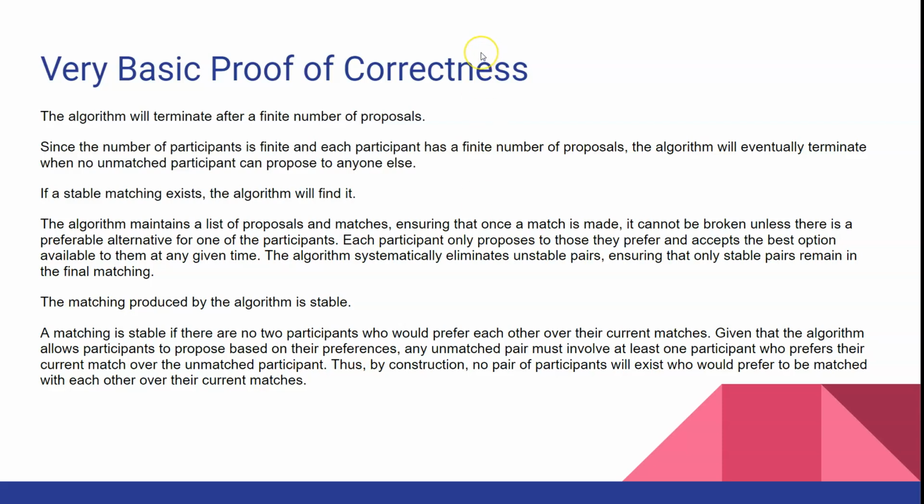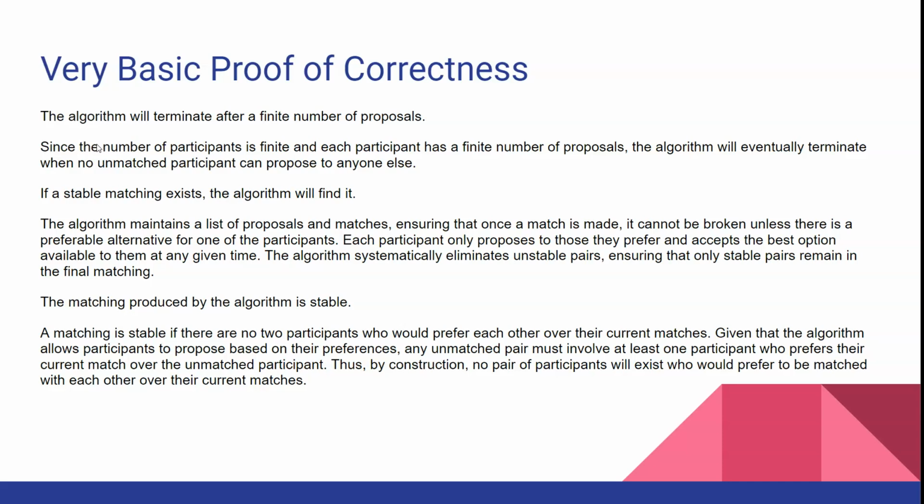Now I'll be going over a proof of correctness. This is a very basic proof, since the full proof will be very difficult to explain. But essentially, this proof will be broken down into three parts. That the algorithm will indeed terminate after a finite number of proposals. If a stable matching exists, the algorithm will find it, and the matching produced by the algorithm will be stable.